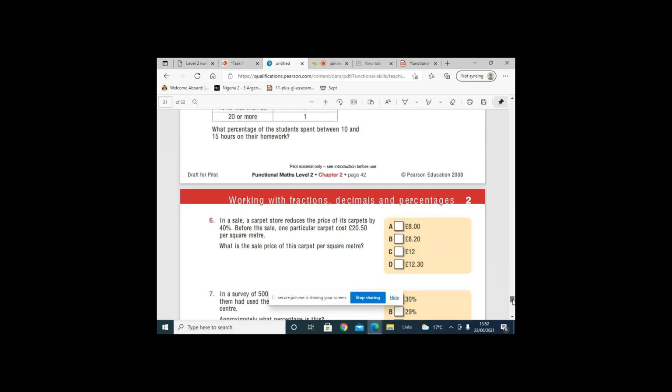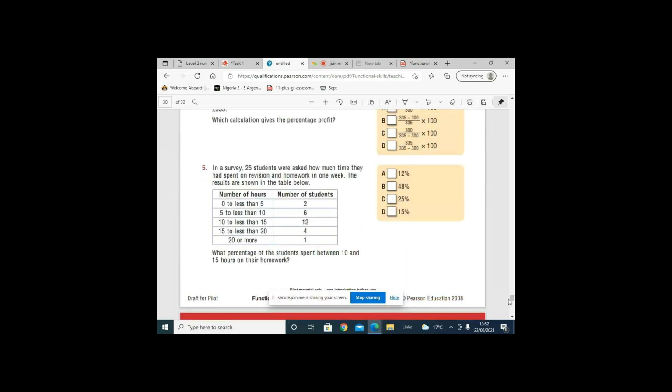So we just do this one. That's the final question. In a survey, 25 students were asked how much time they spend on revision and homework in 1 week. So the result has shown.